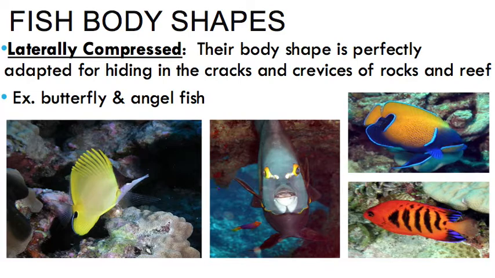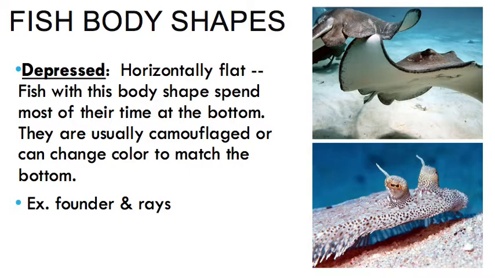And then there's the most common, or I would assume the most common one, the laterally compressed fish. Their body shape is perfectly adapted for hiding in the cracks and crevices of rocks and reefs, and just helps aid them in being able to swim efficiently. Butterfly and angelfish are in this category. A lot of other fish are in this category. To me, this is like the fish body shape that you're going to think about when you think of a fish. Right. And then the last one is the depressed fish, which is an unfortunate name for the body shape, but accurate in the way it looks. These guys are horizontally flat.